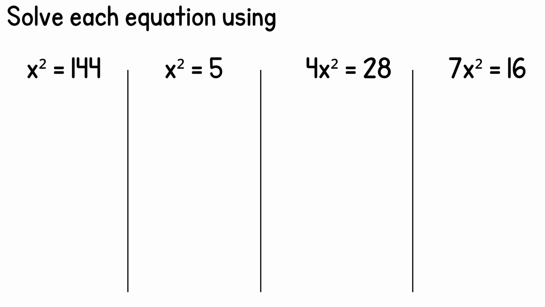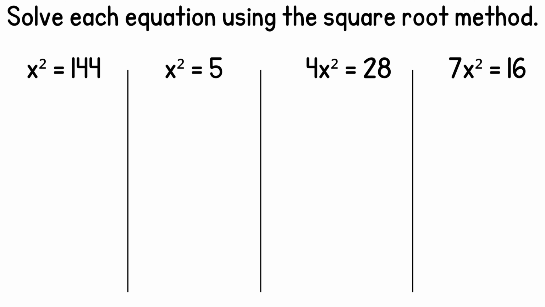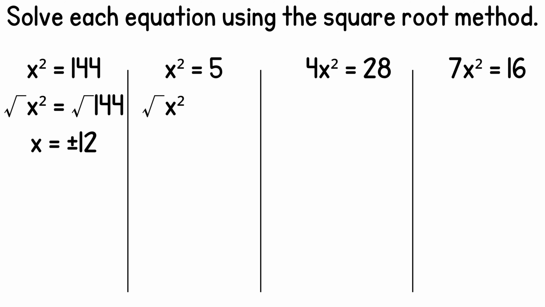In this example, we're going to solve each equation using the square root method. Let's start with x squared equals 144. We'll start by taking the square root of each side, so we get that x is positive and negative 12. Now let's look at x squared equals 5. We'll take the square root of each side again, and this gives us x is equal to positive and negative radical 5. Since it's not a perfect square, we'll just leave it under the radical.